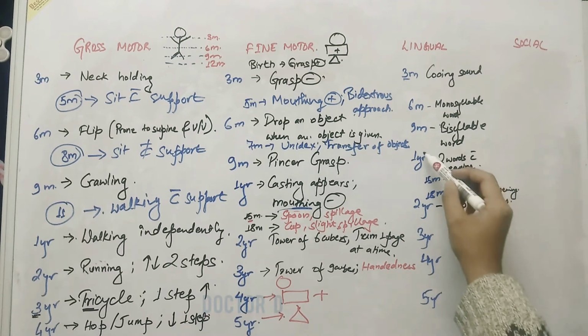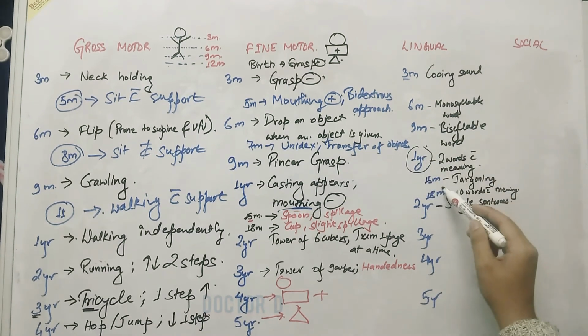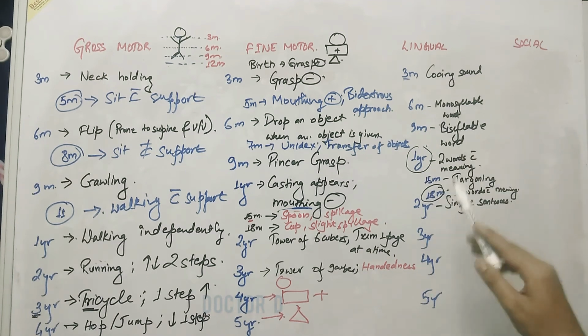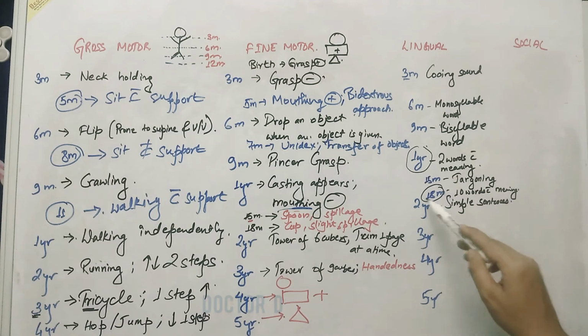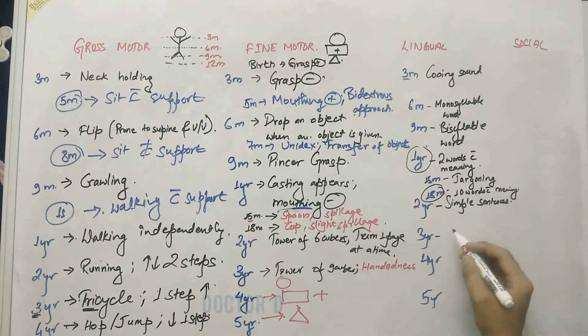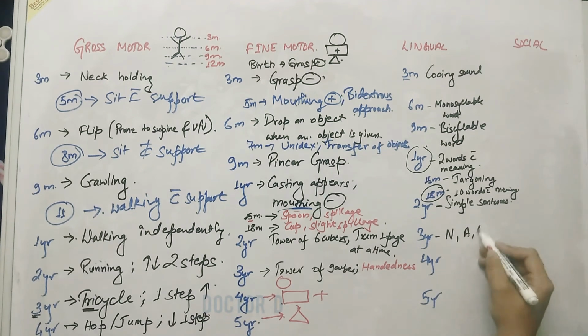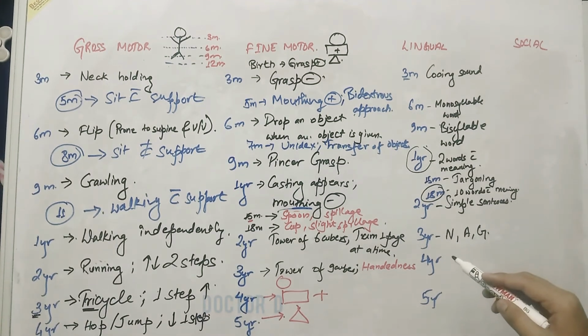So at the end of 1 year the child can speak 2 words with meaning. At the end of 18 months, that is 1.5 years, the child can speak 10 words with meaning, and at 2 years he can speak simple sentences. Now at 3 years the child can say his or her name, age and gender. Name, age and gender.